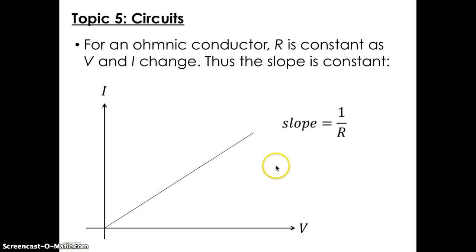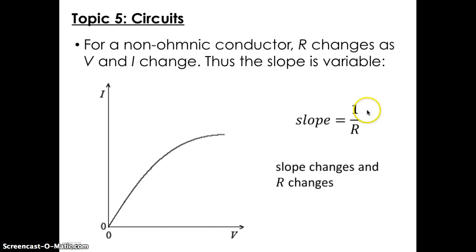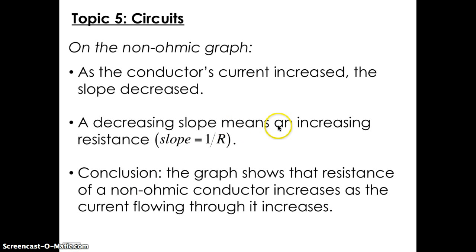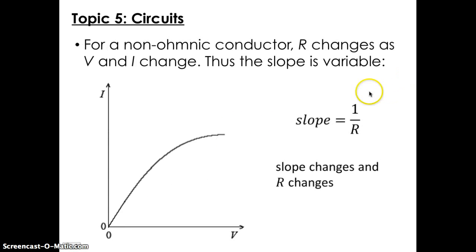As we would expect, if we make an IV graph for an ohmic conductor, well, because the resistance is constant, according to Ohm's law, the slope will be constant. Because 1 over a constant gives us a constant. On the other hand, for a non-ohmic conductor, R changes, right? So R changes as the current and the potential difference change. And because R changes, the slope changes. And we see that change here, like that. So on this non-ohmic graph, I'm going to talk a little bit about this graph using the next slide.